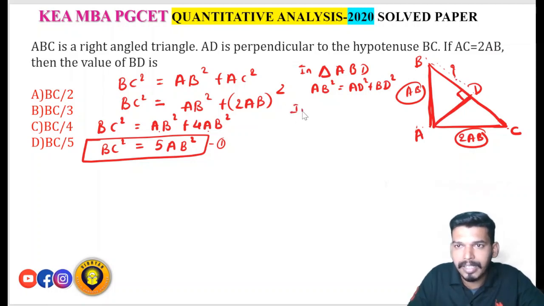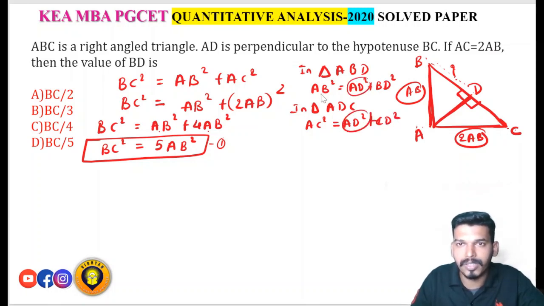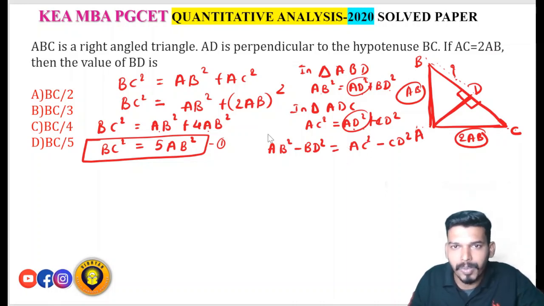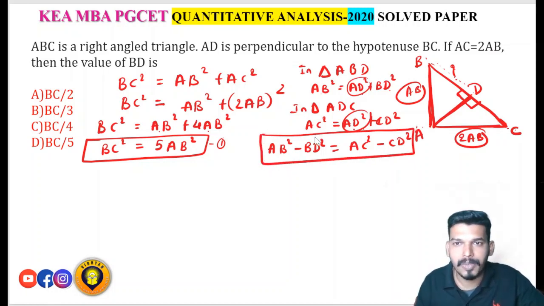Similarly, in triangle ADC, this is the right angle triangle. So AC will be the hypotenuse. AC square is equal to AD square plus CD square. AD square is common. So therefore, we can equate it as AB square minus BD square, that is AD square, is equal to AC square minus CD square. Correct? So AB square minus BD square is equal to AC square minus CD square.